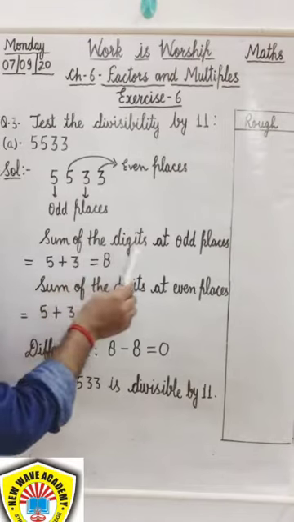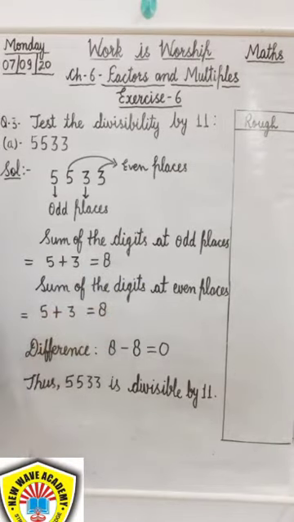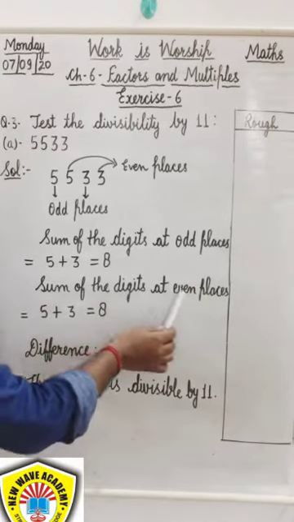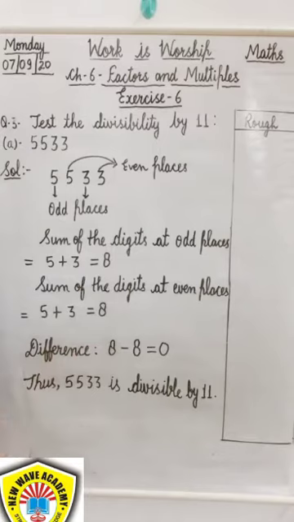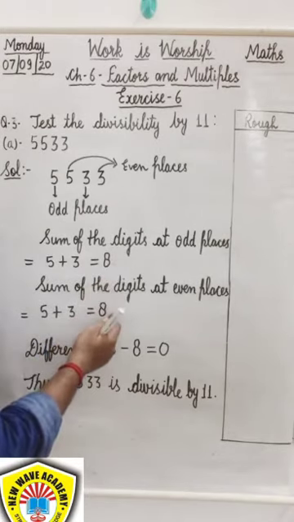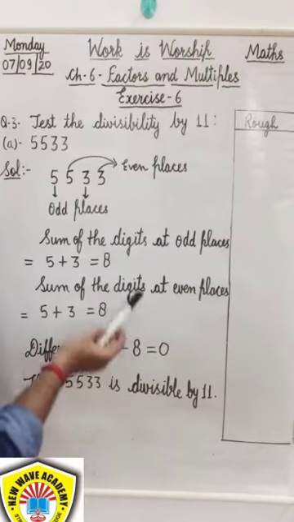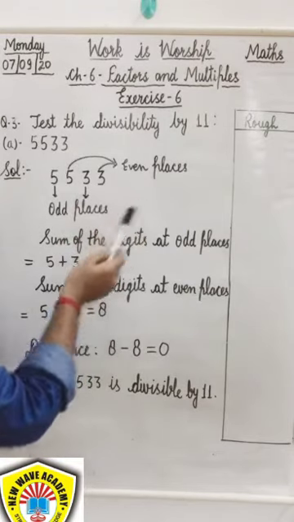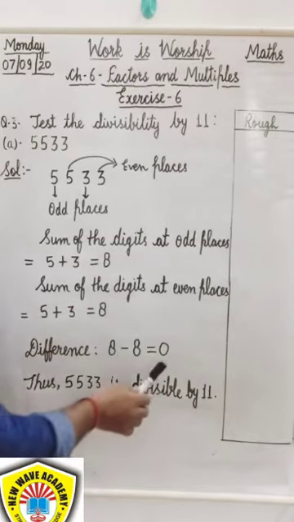So the sum of the digits at odd places is 5 and 3, and the sum is 8, and the sum of the digits at even places is also 5 and 3, so the sum is also 8. Okay, so दोनों का सम हमें क्या मिला, 8 ही मिला है. And the difference between the sum of even place digits and odd place digits is 0. दोनों का डिफरेंस क्या आया है, 0 आया है.